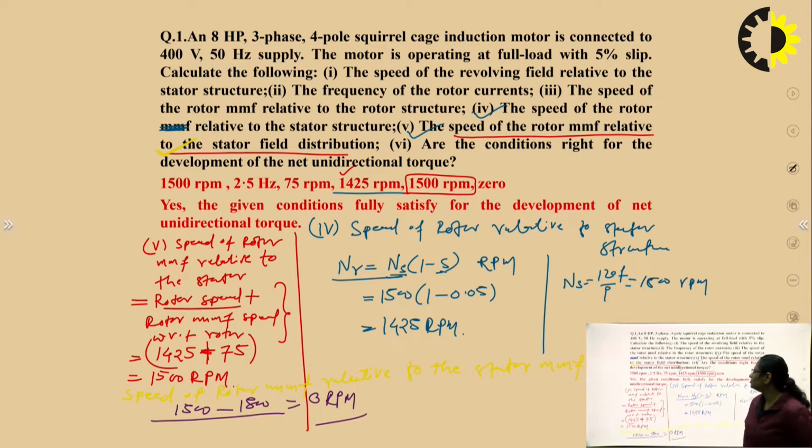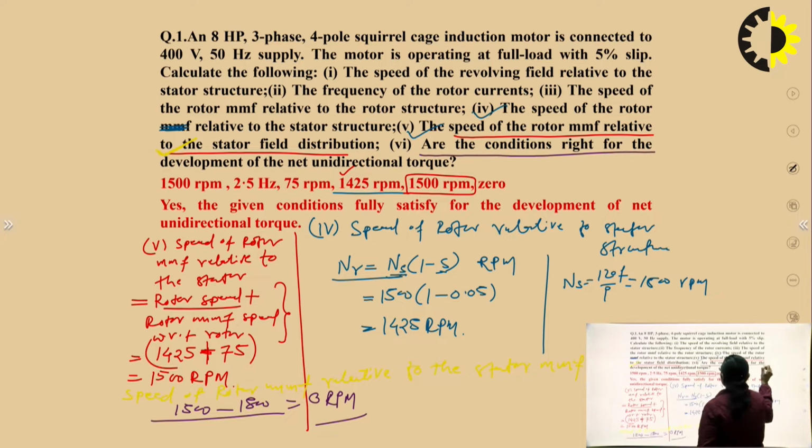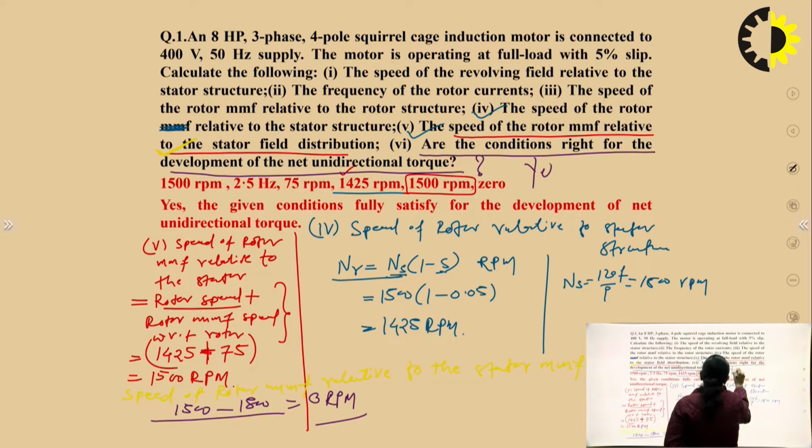Now let us move to the last part of the question. Are the conditions right for the development of net unidirectional torque? The answer is yes. Why? Because we have got two rotating magnetic fields. Both are stationary with respect to each other. They'll interact for production of a steady torque on the rotor of the machine.